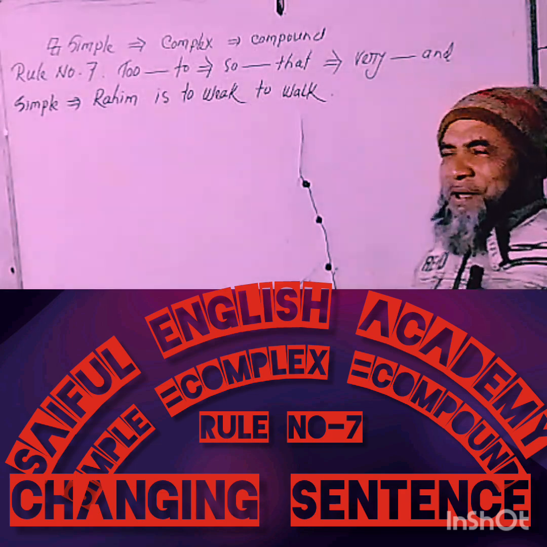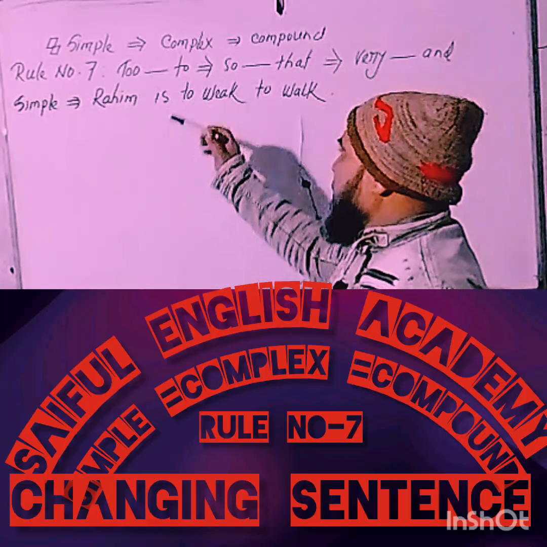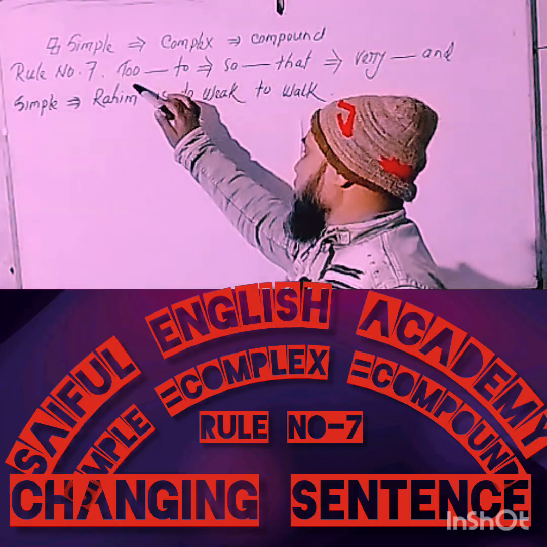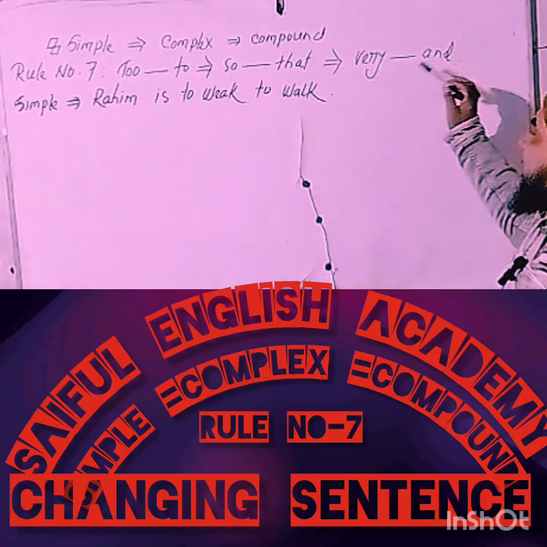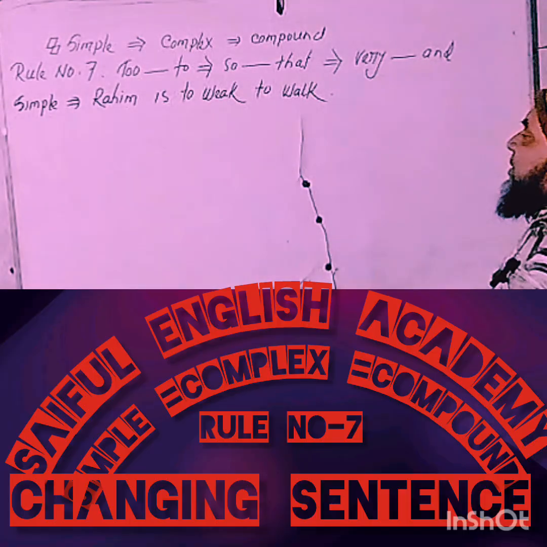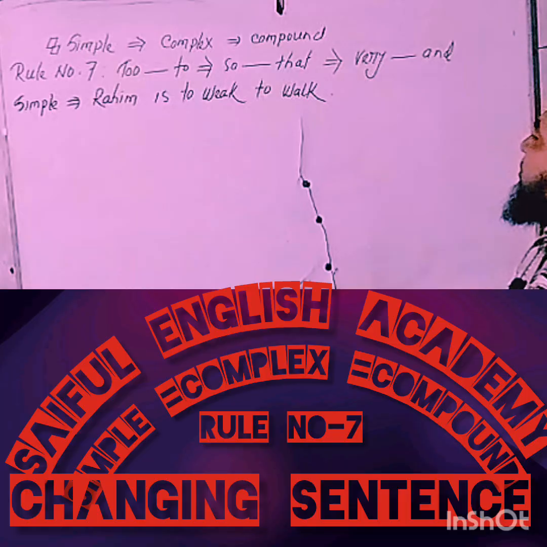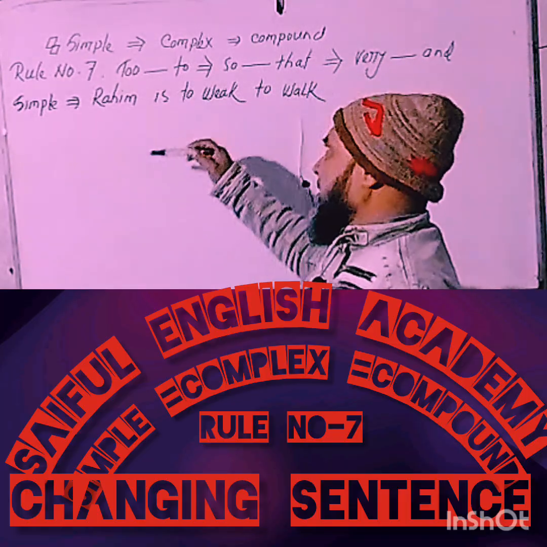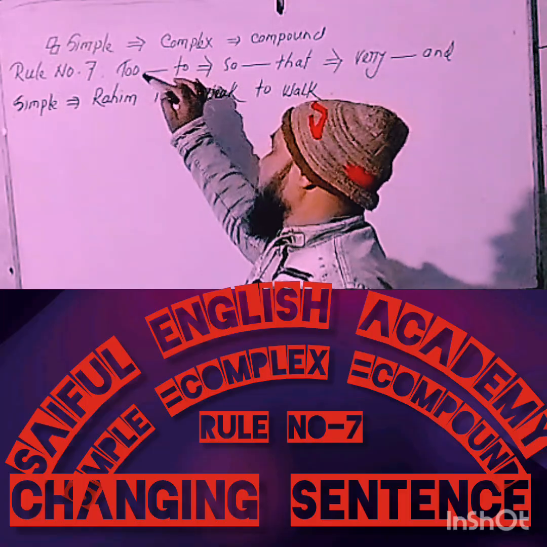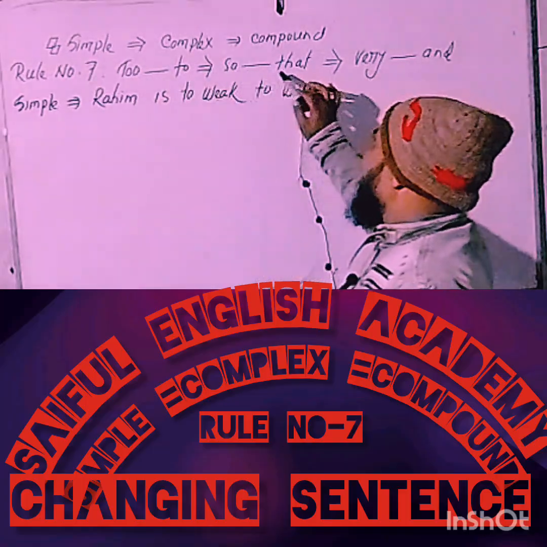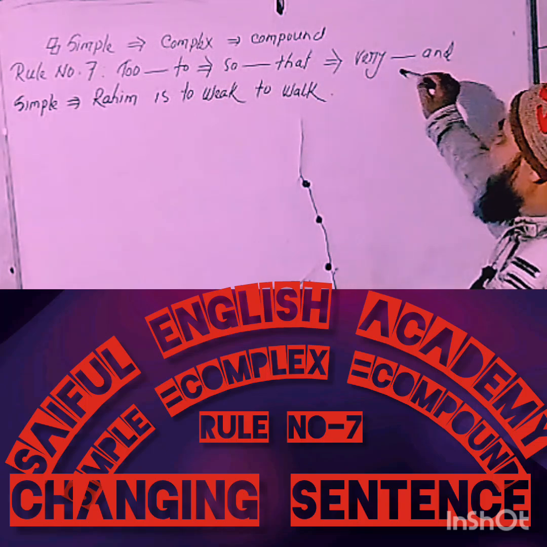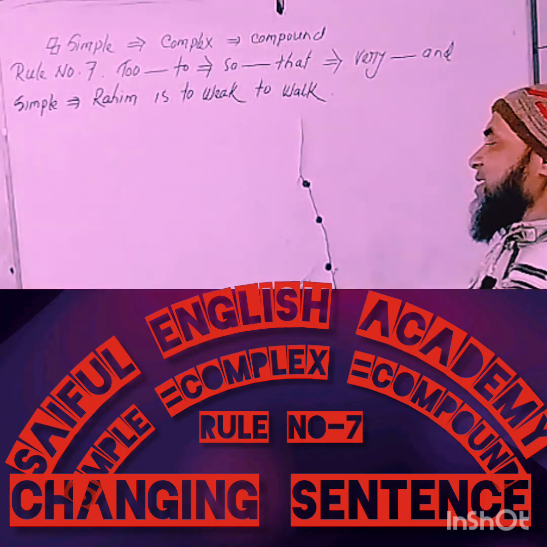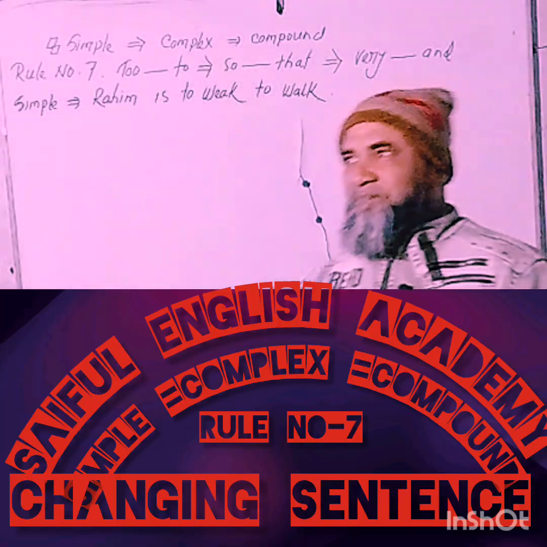My dear learners, you have to keep in mind that among too...to, so...that, and very...and, among these three categories there is a great connection or relationship. But you have to remember that too...to is used in a simple sentence, so...that is used in a complex sentence, whereas very...and is used in a compound sentence. Of course, you know that from my previous classes.